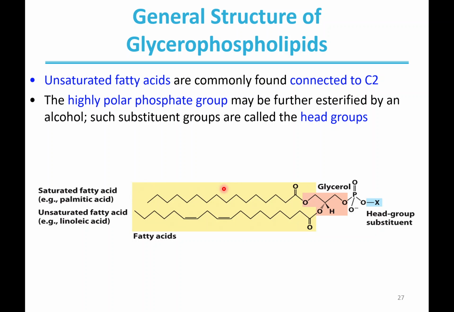Okay. Unsaturated fatty acids are commonly found connected to carbon 2. So if you ever have to draw a glycerol phospholipid, and you're given an unsaturated fatty acid and a saturated fatty acid, the unsaturated fatty acid is going to be at carbon 2. Okay. We'll see different head groups here, but this is one way to diversify glycerol phospholipids. One way is, you can have different fatty acid chains here, and another way is you can have different head groups, and we'll talk about the head groups.